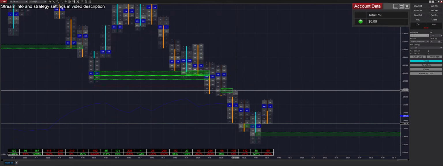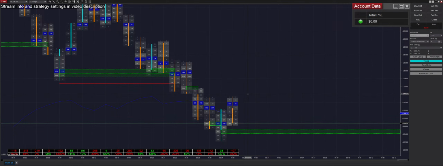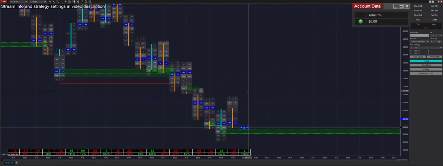Today we are, of course, going to be trading NQ again with the Polarity Automated Trading Interface. Hopefully we get a better trading session than we did yesterday, where we actually took a $2,000 loss.